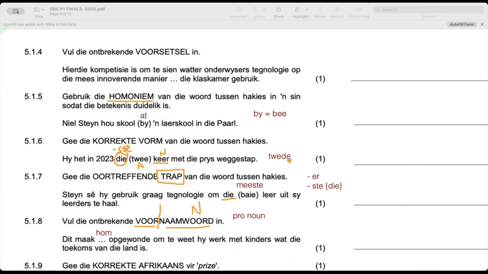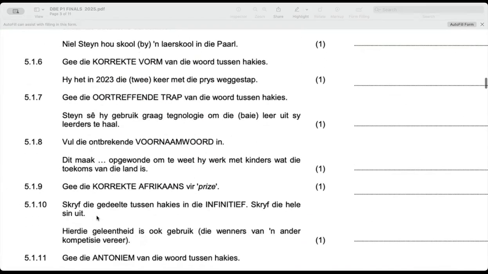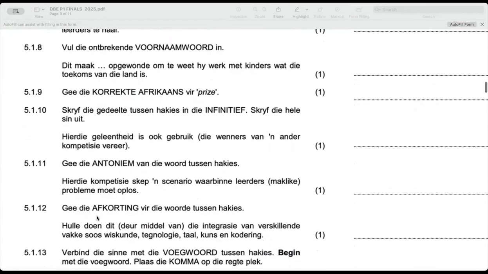A lot of people put hy because they were trying to guess the pronoun. Don't guess, use English. It's one of the few times I say use English, because at least we know the pronouns, and they're the same in Afrikaans and English.